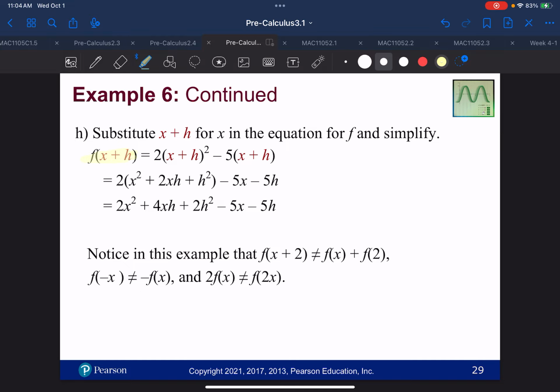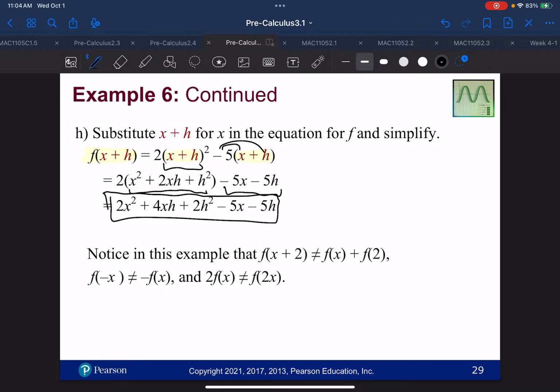H, last one, I believe, is f of x plus h. So now I'm going to plug in x plus h everywhere I see an x into the function f. Of course, I will have to FOIL this, and that will give me x squared plus 2xh plus h squared. Distribute my -5, and then combine like terms to get this as our final answer.